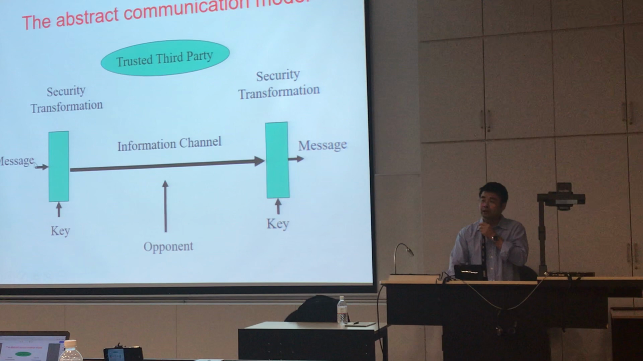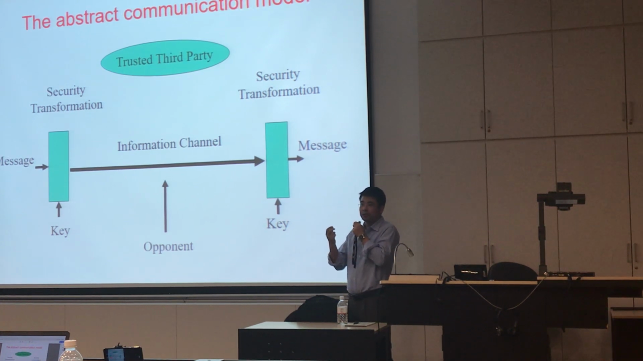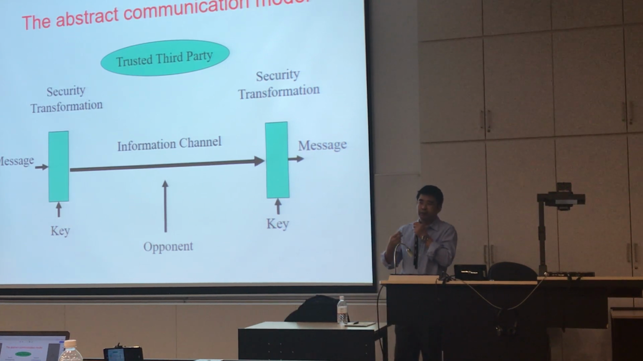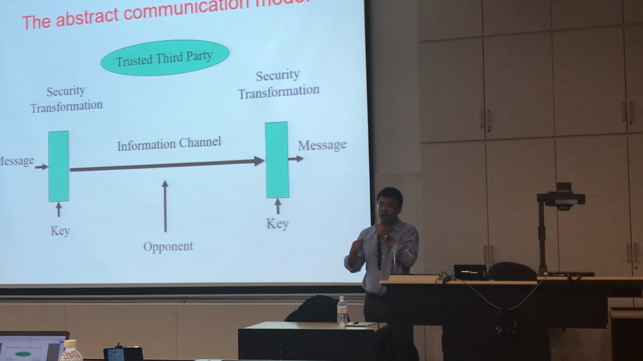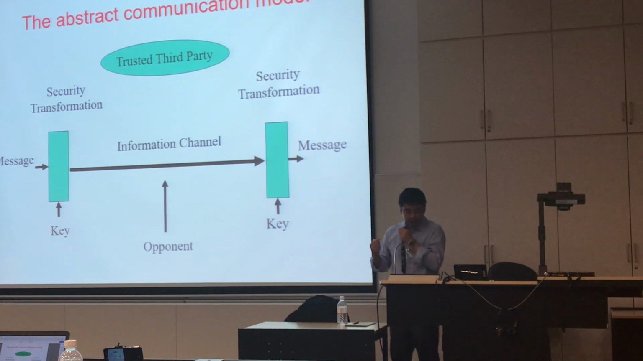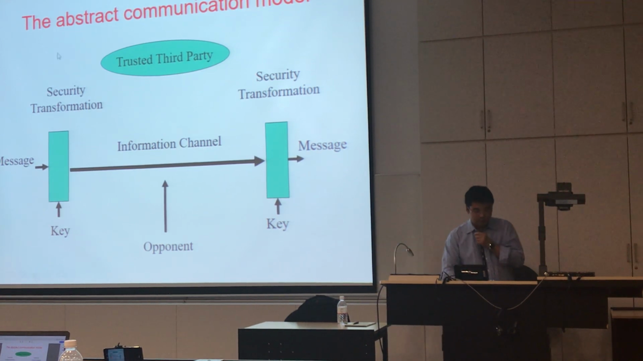We need to do a transformation here. The transformation depends on the security need. For example, if you only want to maintain secrecy or confidentiality, you can use encryption. But if you want to achieve integrity, that means you want to make sure the receiver will receive the correct message, then you need to use some additional mechanism. For example, you need to use a digital signature or a message authentication code, which allows the receiver to verify the message has not been tampered with during the transmission. All right, so that's the security transformation, depending on the security requirement.